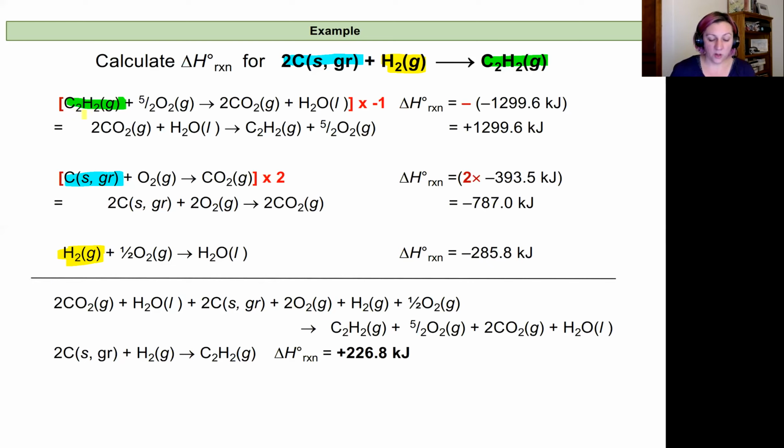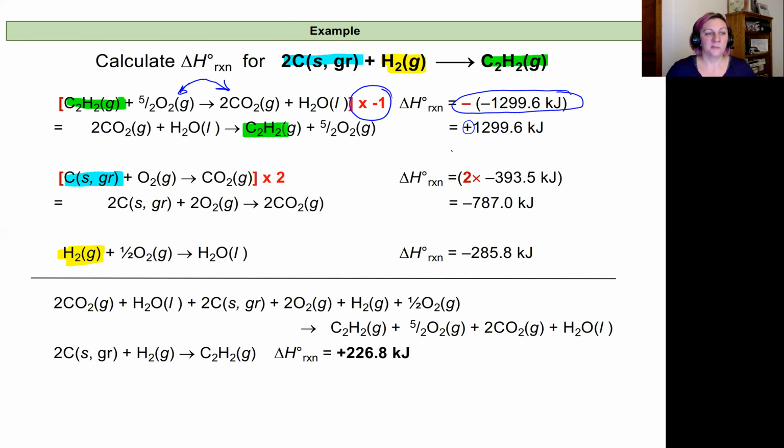So for the first one, my C2H2 is listed as a reactant instead of the product that I need. And so I really need to flip this reaction. To make my reactant a product, I multiply it by -1, which means I multiply my enthalpy of the reaction by -1 as well. That means the enthalpy of the reaction becomes this positive value right here, positive 1299.6 kilojoules. And when I flip it, that takes that C2H2 and makes it a product, along with that 5/2 oxygen. And then my products become my reactants on that one.